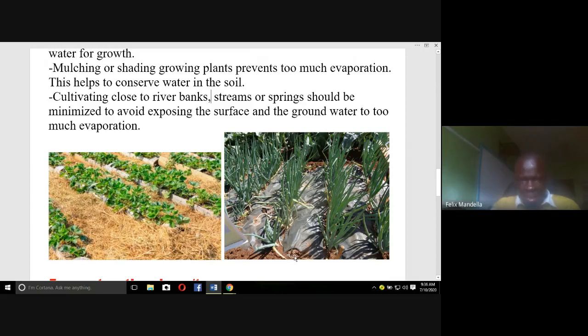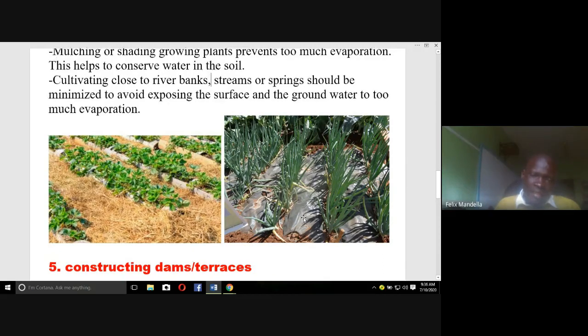In the next one, where there are these ones, I think they are onions, the mulching that has been applied is not like the one that we said uses dry matter. This one, they have used plastic bags or plastic polythene paper. So polythene paper can also be used to apply mulch. But the best materials to use for mulching are plant materials.